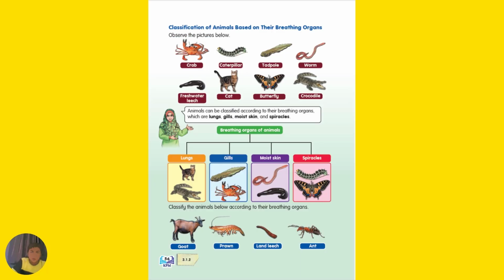And then I also taught you about the classification of animals based on their breathing organs. Okay, pengelasan haiwan mengikut organ pernafasan mereka. What you did is you go and find the animals and which animals are using which breathing organs, and you just arrange it using a classification graph or diagram. So that's good. I think you all still remember all this. Animals can be classified according to their breathing organs, which are lungs, gills, moist skin, and spiracles.